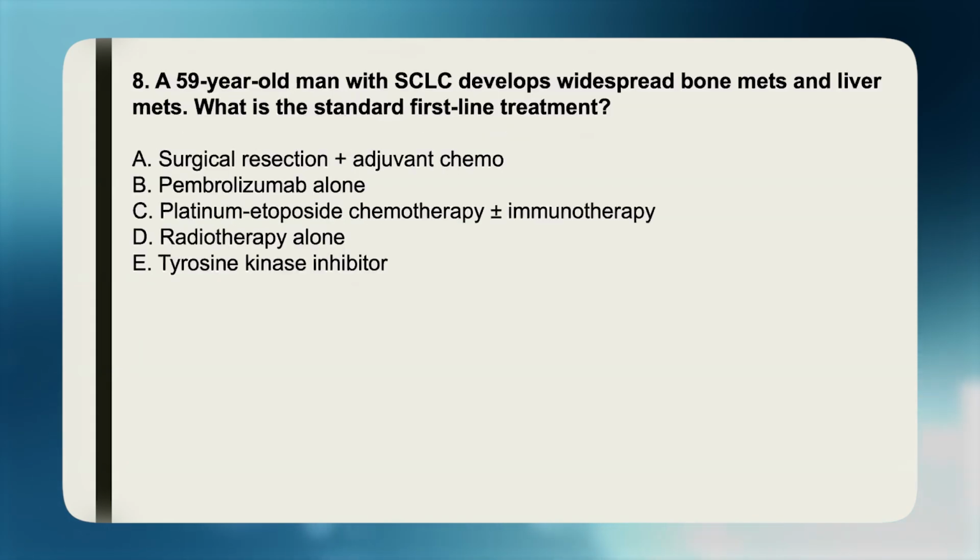A 59-year-old man with small cell lung cancer developed widespread bone mets and liver mets. What is the standard first line treatment? Are there many questions on treatment of lung cancer? I don't think much, right? That's why I did not include many questions on cancer treatment. Anyway, let's go back to this question. Small cell lung cancer, widespread bone mets, liver mets. What is the standard first line treatment?